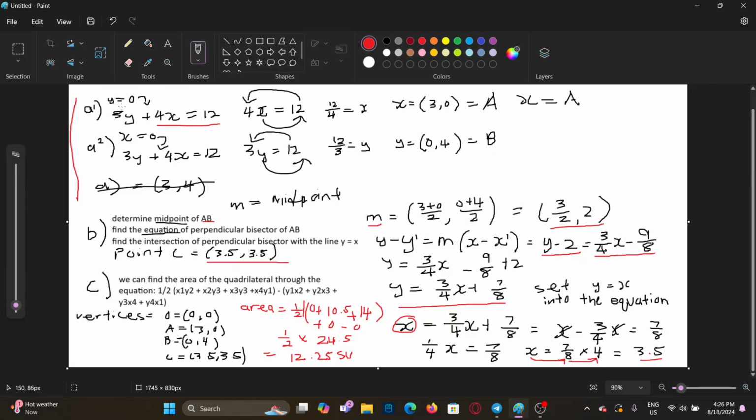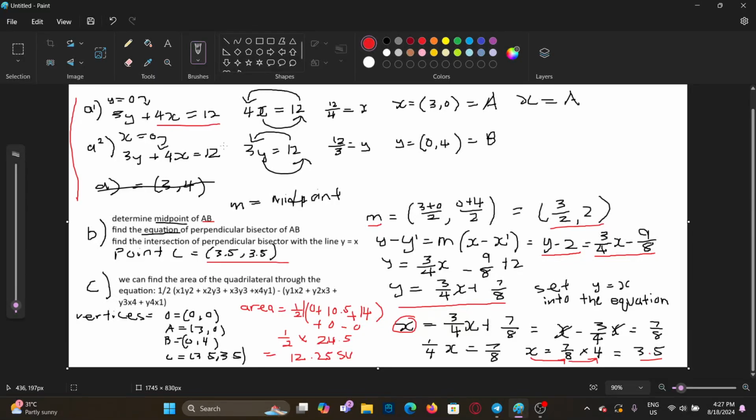For the first question, we're going to replace y with 0 so that we can single out 4x equals 12. We move 12 over and x over so that we get 12 over 4 equals x. After doing division, we get 3, so x equals 3, giving the point (3, 0).